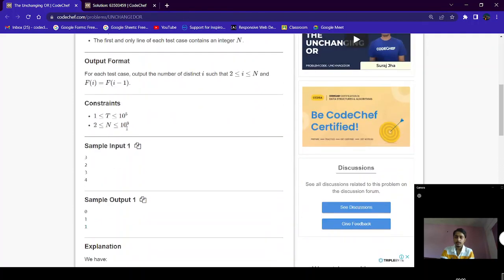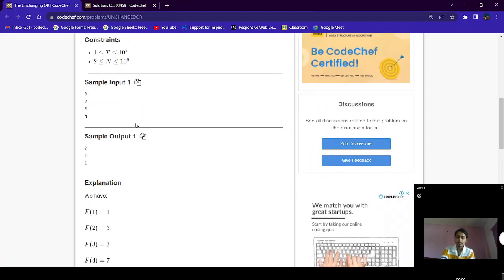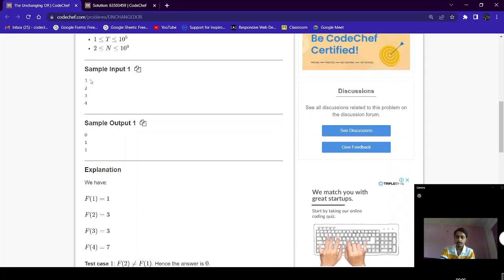So if we see the constraint on n, it's as large as 10 to the power 9. So we can't do an order of n solution. That will prove costly, that will give a TLE. So these are the samples.